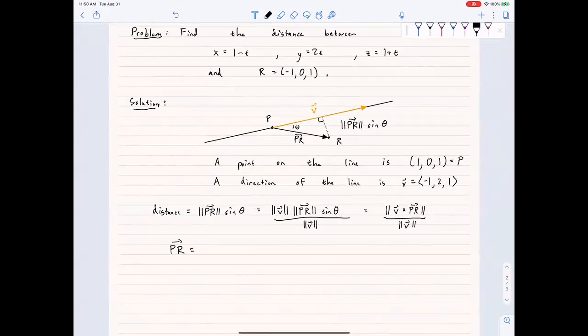So PR is going to be, I take the components of R and subtract those of P. So this is going to be minus 1 minus 1, which is minus 2. 0 minus 0 is 0. And 1 minus 1 is happily 0. That's a great vector, a lovely vector.